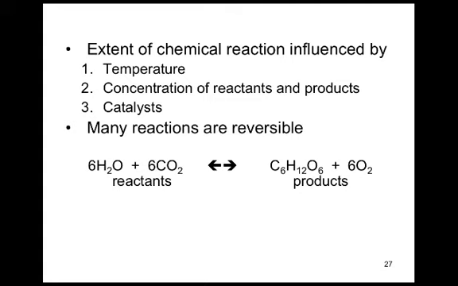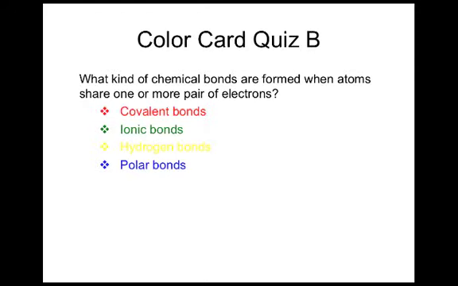So let's see how you're doing with this material. How about a card quiz? What kind of chemical bonds are formed when atoms share one or more pair of electrons? Red is covalent, green, ionic, yellow, hydrogen, or blue, polar bonds.